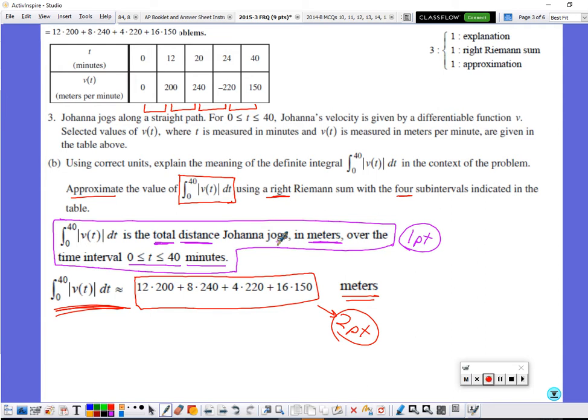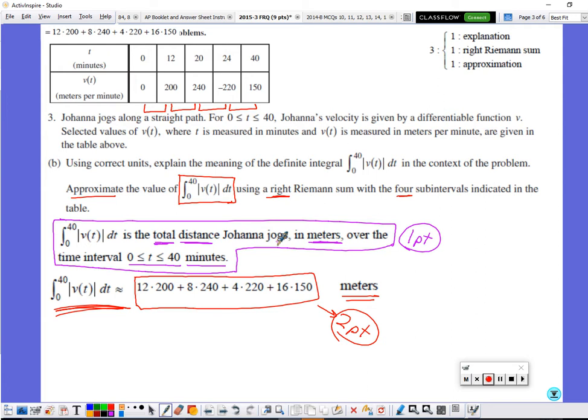Oh, so the reason they won't give you the point is because of the unit error. You said it was the total distance measured in meters per minute. So the distance would just be meters. Because of that error on the units, they won't give it to you. That was a good question. That makes sense, right? Good question. Brandon.